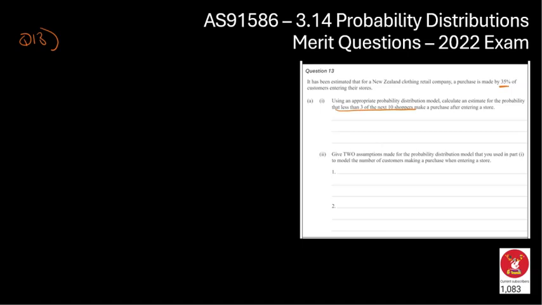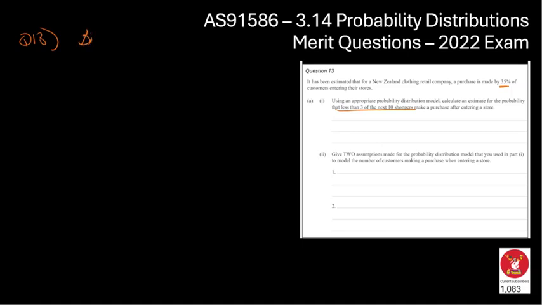So the first thing to note is we're dealing with discrete data. It's either they purchased something or they didn't. You can't have 2.5 people buying it. So if it's discrete data, it can only really be a Poisson distribution or a binomial distribution. Poisson distributions require an average, which we're not given. We're given a probability. So that means we need to use a binomial distribution.